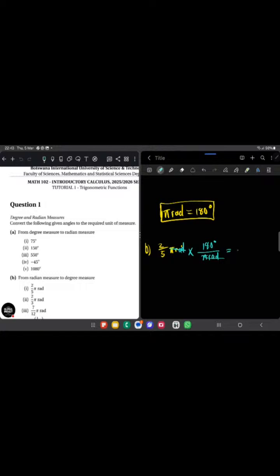So at the end, it's going to be 2 times 180 degrees, because 180 degrees will multiply the top, which is 2. So it'll be 2 times 180 divided by 5. What answer are you going to get? That will be your answer in degrees. 2 times 180, then divided by 5. That's 72 degrees. So 2 over 5 pi rad is 72 degrees.